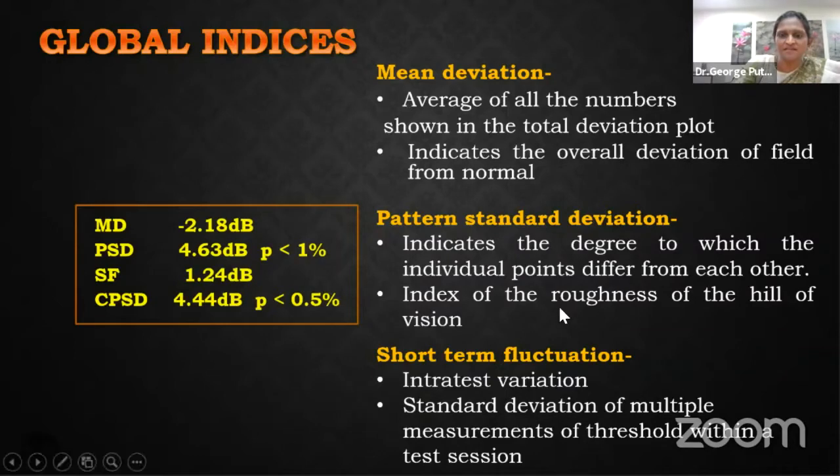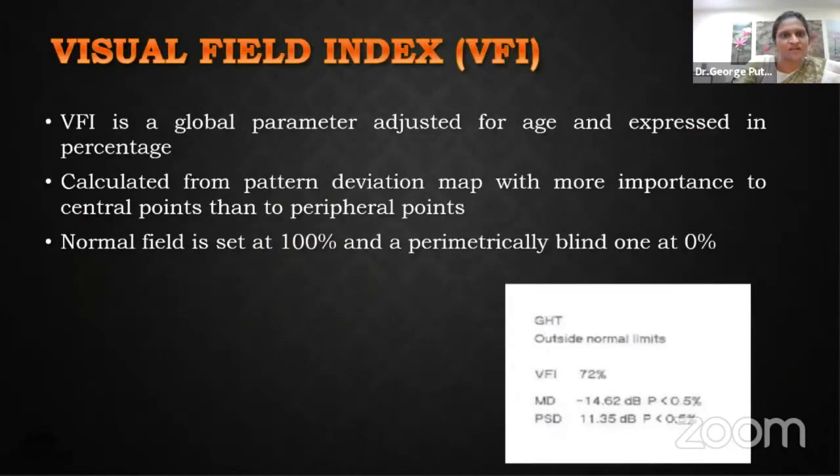Whereas in the pattern standard deviation, the degree of difference between individual points within the field is analyzed. So it indicates more of the localized field effect. But this is not of much help in advanced glaucoma, where there is a generalized retinal sensitivity decrease. The short-term fluctuation is usually assessed as the intra-test variation in full threshold strategy, but it is not of much value and not recorded in SITA strategies.